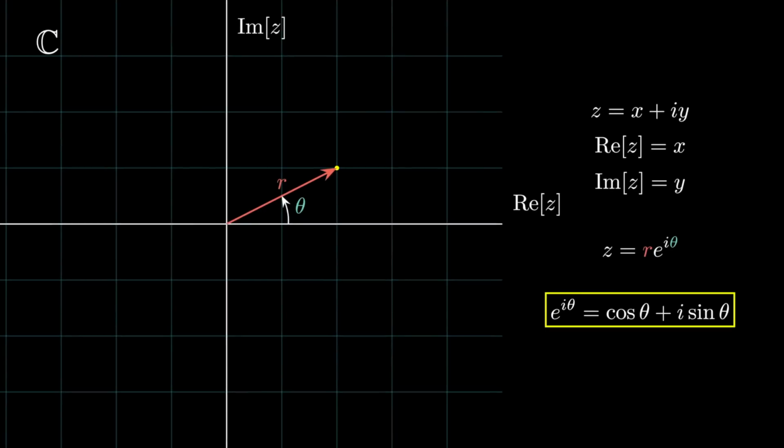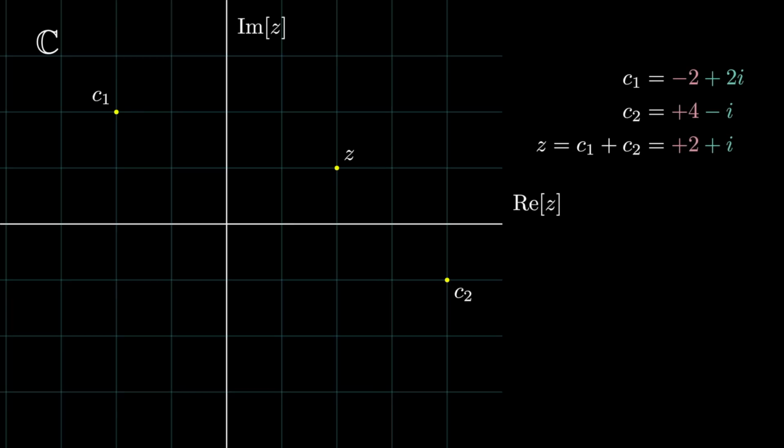Knowing that complex numbers can be thought of as vectors and vice versa, it should be clear that adding complex numbers is no different from vector addition. For example, suppose we have two complex numbers given by C1 and C2. We can always find the sum of these numbers by adding their real and imaginary parts. But notice that the vector represented by this sum is precisely what you would get by adding together the two vectors representing C1 and C2.